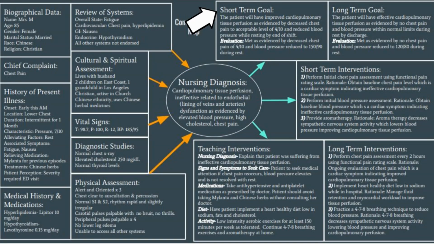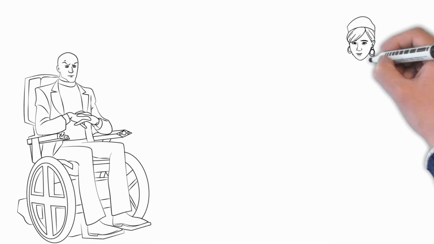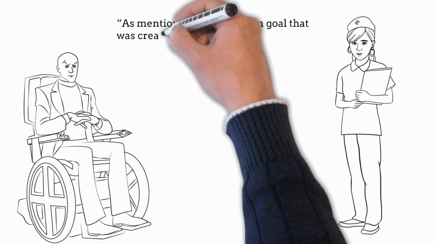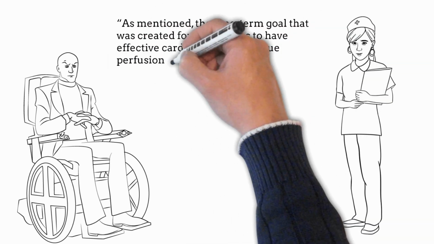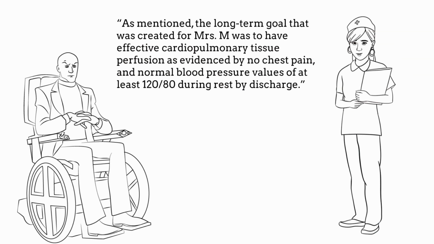Now that we have incorporated our short and long-term goals as well as interventions for each goal, let us evaluate how we performed in meeting our goal. Would you care to summarize the results of our long-term goal for us, Nurse Sally? I'd love to, thank you, Professor. As mentioned, the long-term goal that was created for Mrs. M was to have effective cardiopulmonary tissue perfusion, as evidenced by no chest pain, and normal blood pressure values of at least 120/80, during rest by discharge.